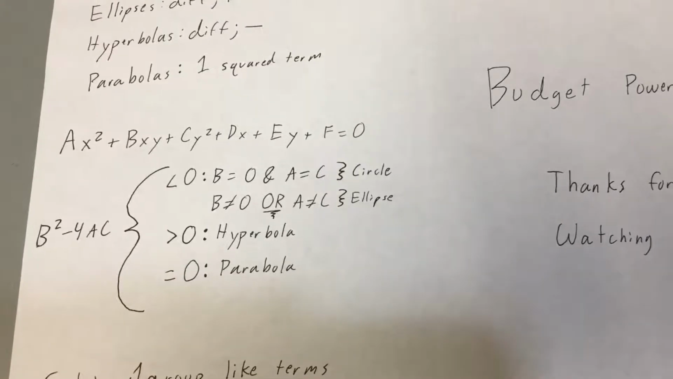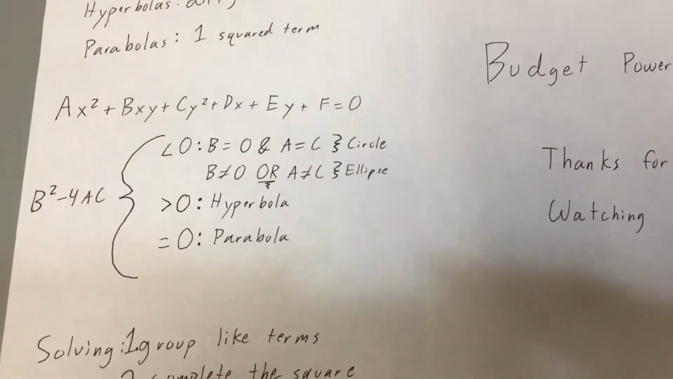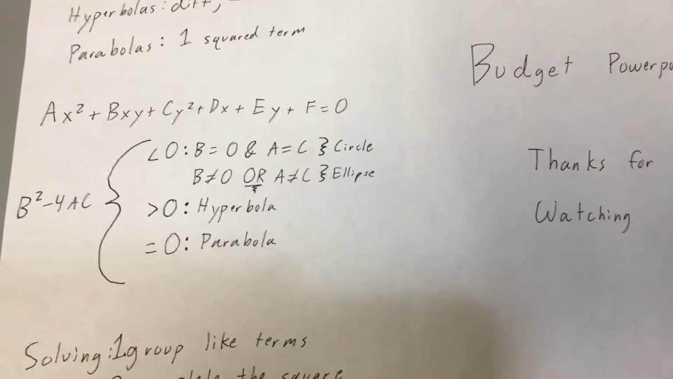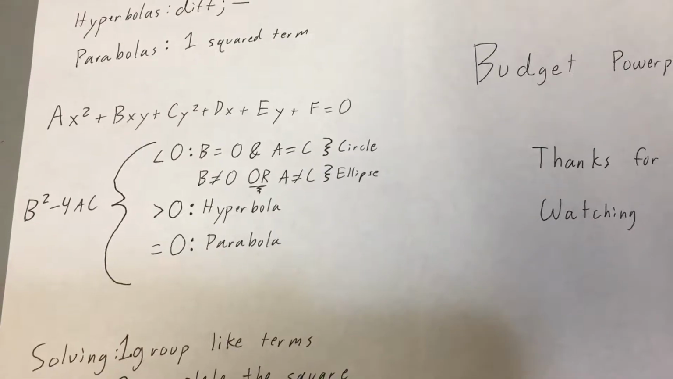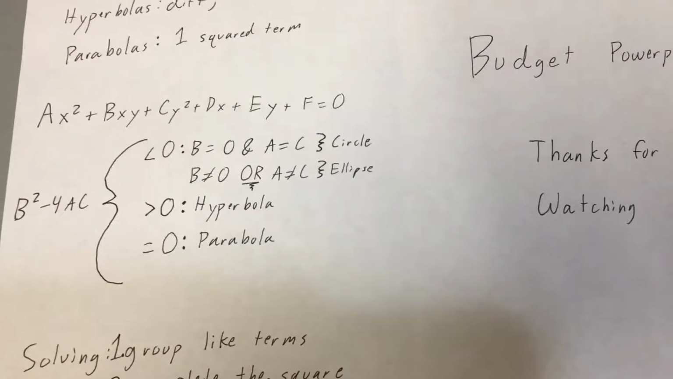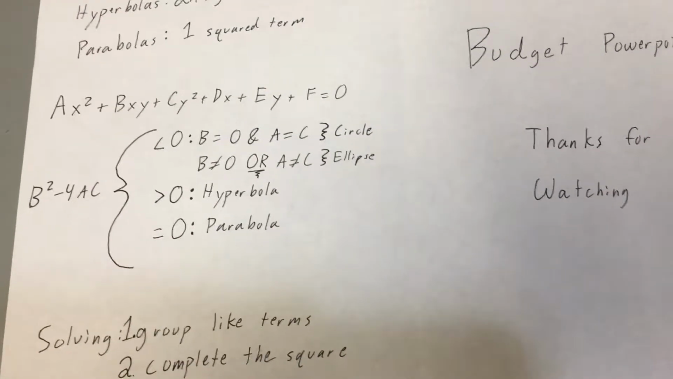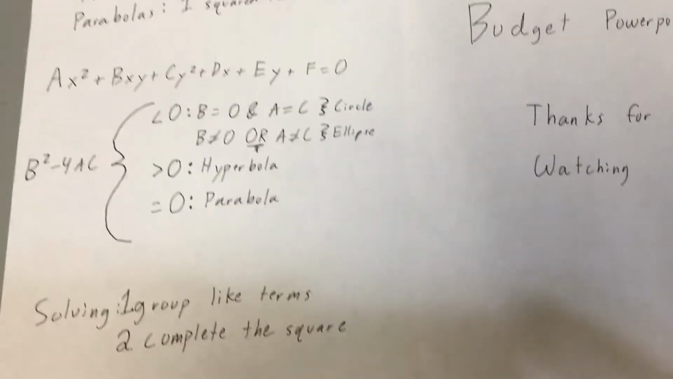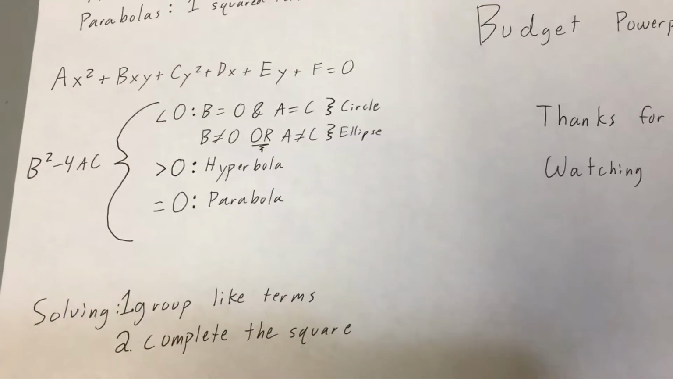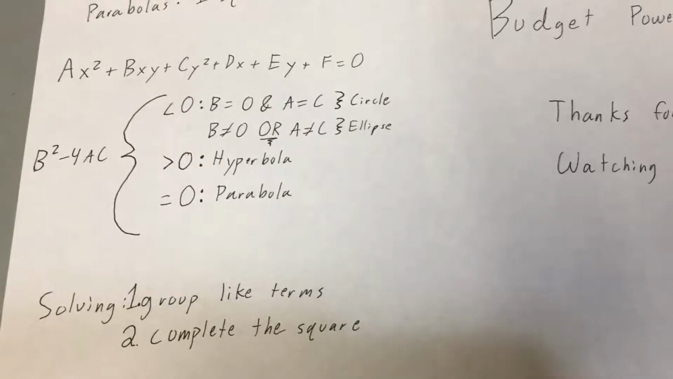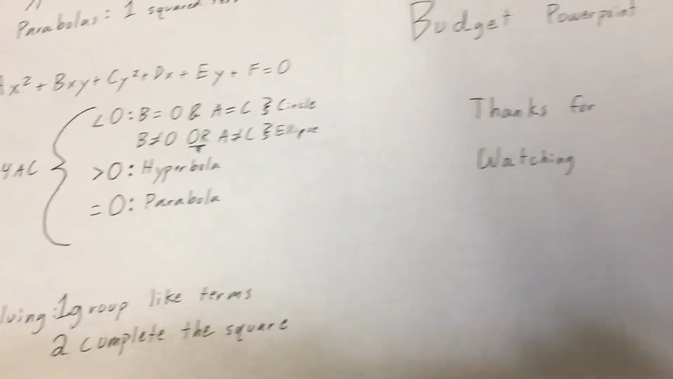So if that is equal to 0, it's going to be a parabola. If it's greater than 0, it's going to be a hyperbola. If it's less than 0 and b equals 0 and a equals c, then it's a circle. If either b does not equal 0 or a does not equal c, then it's an ellipse. Now in order to solve for these general forms and turn them into standard forms, you're going to group like terms, and then you're going to use completing the square.